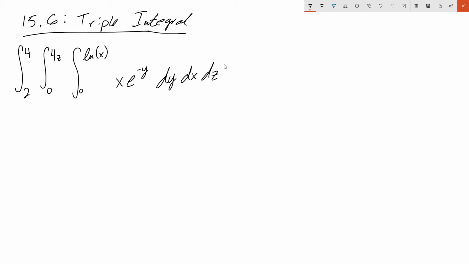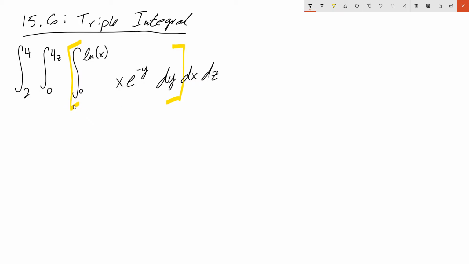And we see we have three bounds over on the left, from 2 to 4, from 0 to 4z, and from 0 to ln of x. And an important thing to realize with the triple integral, when you're given the bounds in this way, we simply want to work from the inside to the outside. So I usually draw these brackets just to keep myself straight of what I'm doing, and I can look at this as one integral at a time rather than being intimidated by all this other stuff going on.